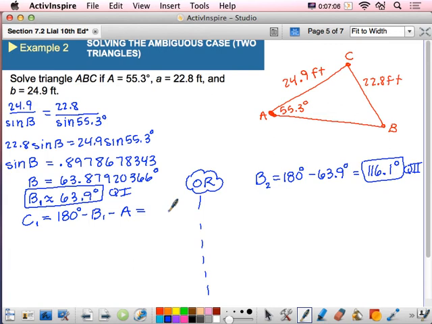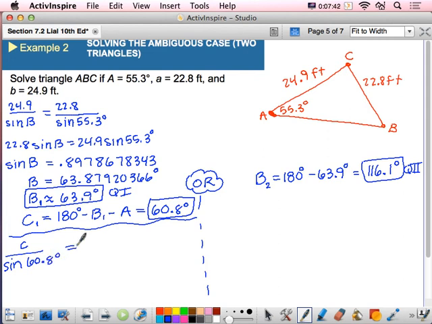Let's pause and make sure everybody understands. Okay, so if capital B is 63.9 and capital C is 180 minus that minus the one we were given, we got 60.8 degrees for that. On this triangle, what is the only missing value now? Side C. Little c. And we can always find side little c by taking c over the sine of big C and setting it equal to A over the sine of capital A. Then we can cross multiply and solve for little c.